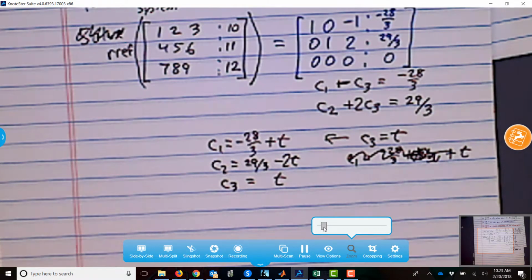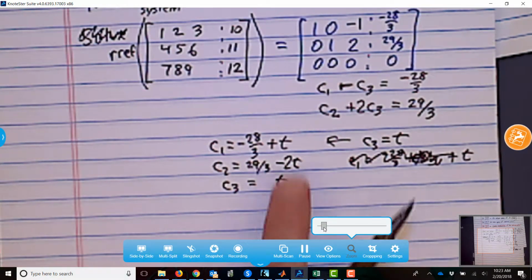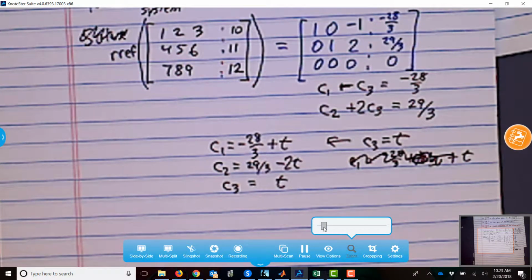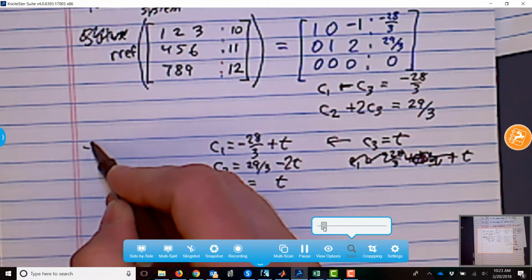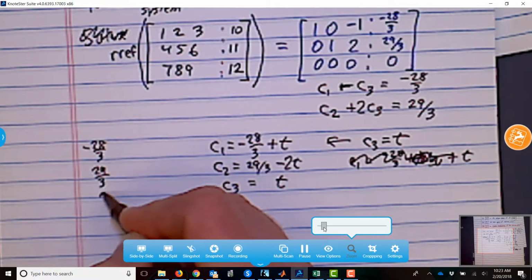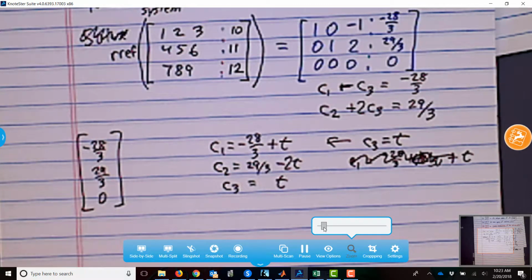I thought it was 0 for a minute, but yeah, so you could set it equal to 0, right? If you set T equal to 0, then one solution would be given by -28 thirds, 29 thirds, and 0. That's one solution. How many solutions are there, of course? Infinitely many, because you have a free variable, right?